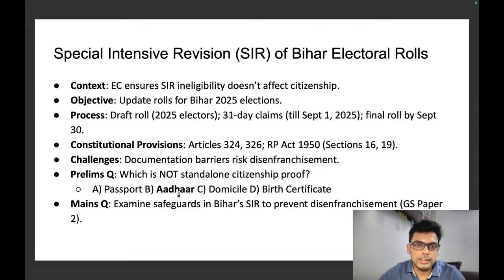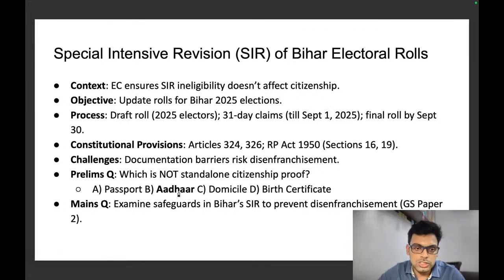Next one is the special intensive revision of the Bihar electoral roll. What is this? Anybody? The Election Commission recently said that citizenship will be unaffected by SIR ineligibility for the Bihar Assembly Election 2025. Please keep in mind. Now, what's the objective of such an exercise? Basically, the objective is to update the electoral roll to ensure only eligible voters, because there may be some bogus voters. In order to make it transparent, so that the electoral roll has only eligible voters, they are having this exercise in Bihar.